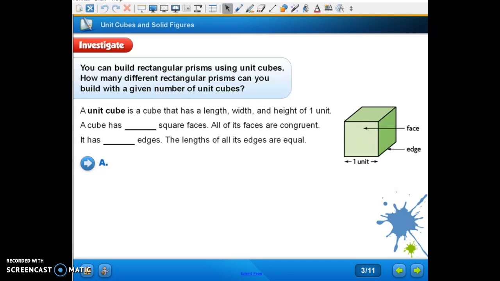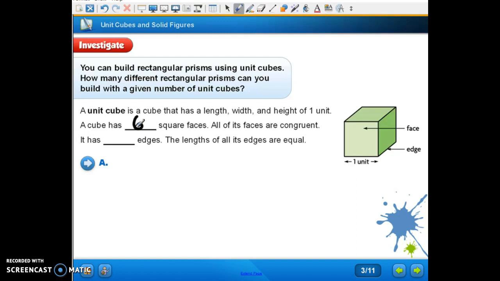A unit cube is a cube that has a length, width, and height of 1 unit. These are like our little green ones cubes. Okay, that's what we're going to be using. A cube has how many square faces? 6. 6 square faces. All of its faces are congruent, meaning they're all, what does congruent mean? Equal.